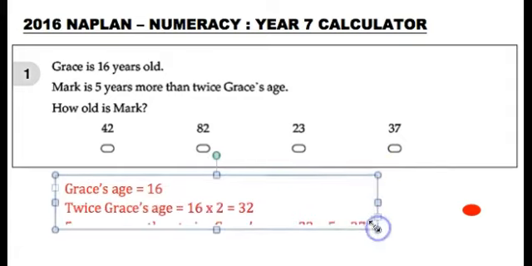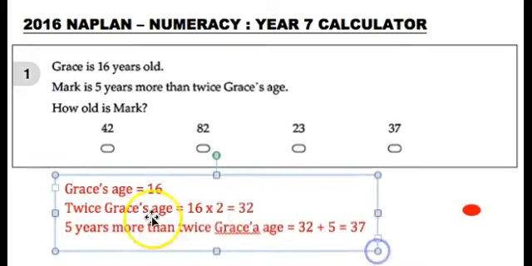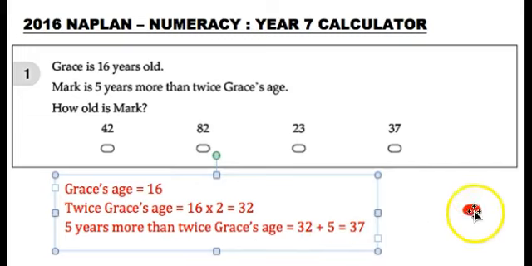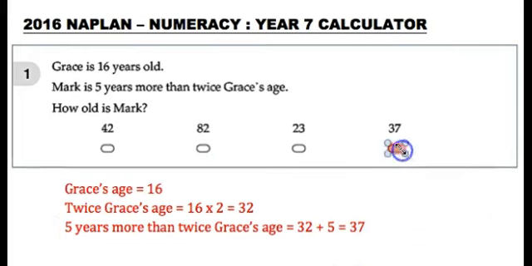So twice Grace's age is 16 times 2, which is 32. And 5 years more than that, so 5 years more than 32, which is 37. So the answer for question 1 is 37, and circled.